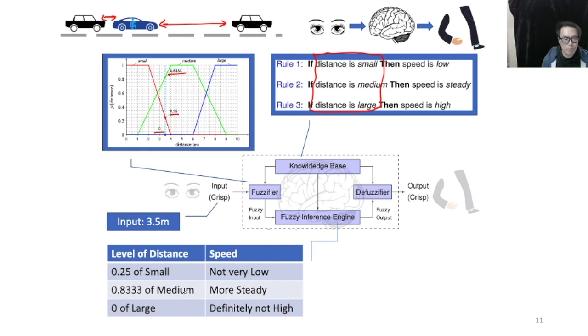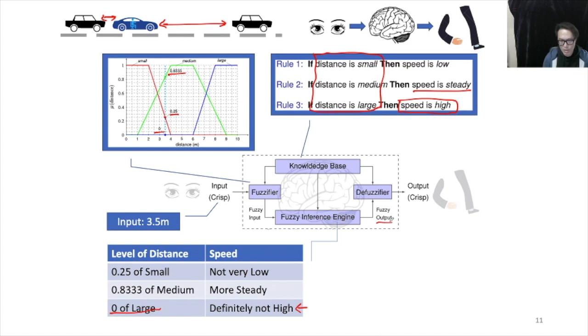According to this rule base, it suggests that the speed should not be very low, and because it is more toward medium, it suggests that the speed is steady. And because the distance is 0% large, it tells you that definitely we do not drive the car at high speed. Now, according to this reasoning, we generate the fuzzy output.